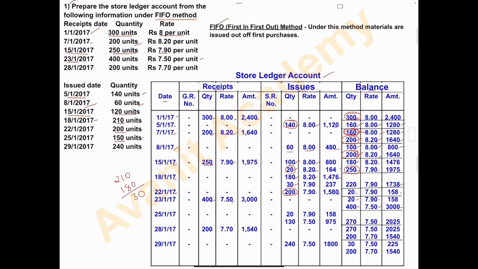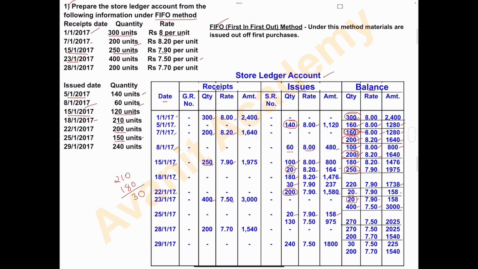20 units, one bag, and 400 units, one bag. So directly we can't issue 150 units because we have two different bags, two different rate units. So first we'll take this 20 because we are preparing the store ledger account under FIFO method. So first we'll issue this 20 units. Write in issues 20 units at the rate 7.90 and the amount is 158.